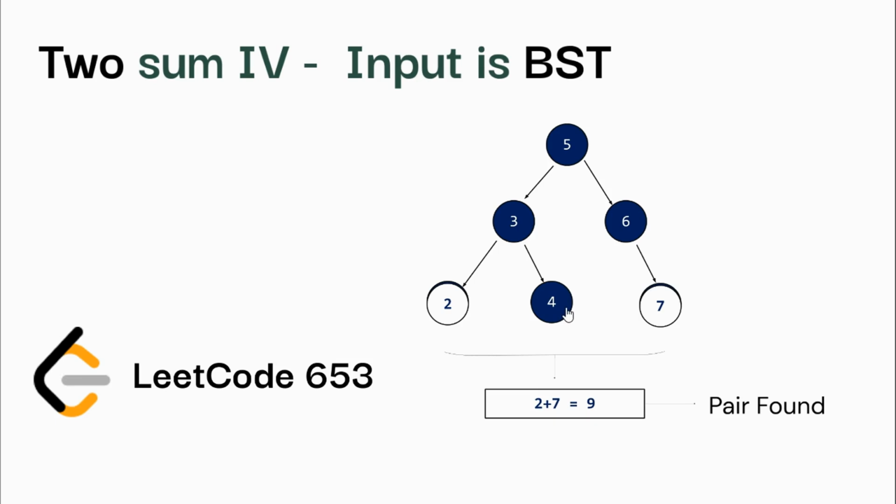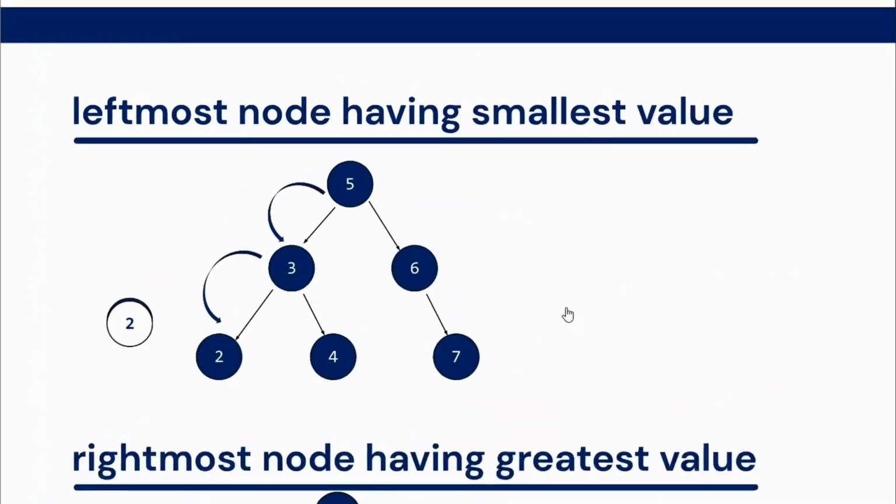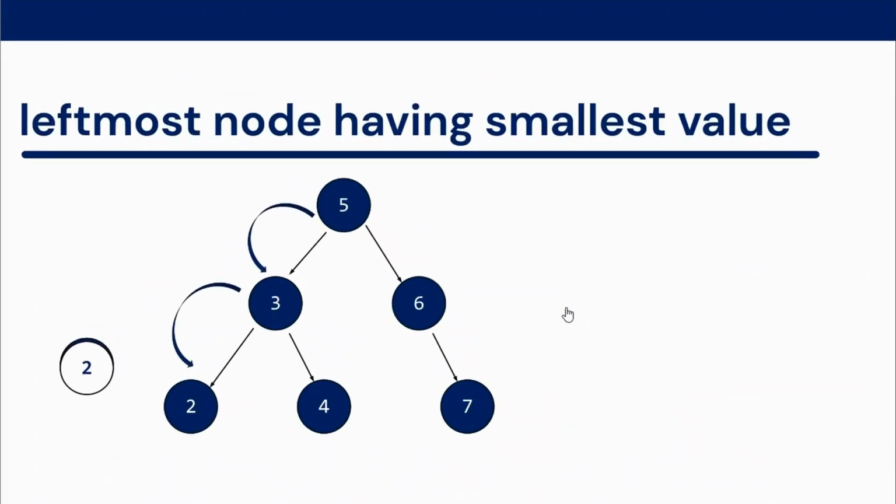So find the leftmost node having the smallest value. To find the node with the smallest value in a binary search tree, start at the root node and continuously move to the left child until you reach a node with no left child. So start with 5, then move to the left, 3, then from 3 move left again to 2. Node 2 has no left child, so it is the leftmost node. So we can say the smallest value in this tree is found at node 2.